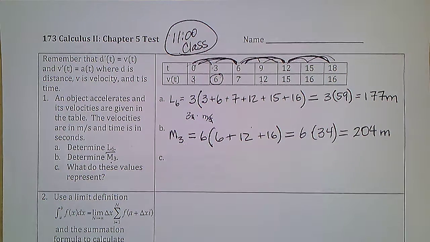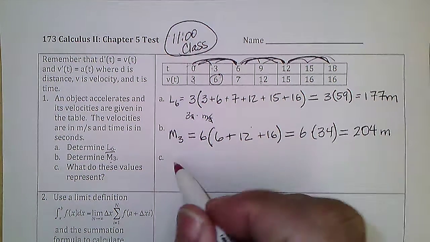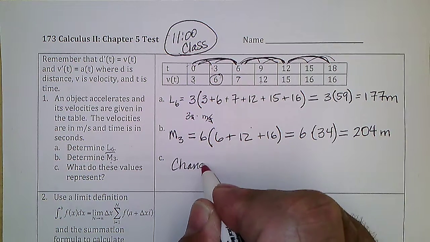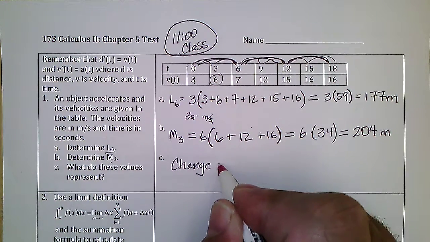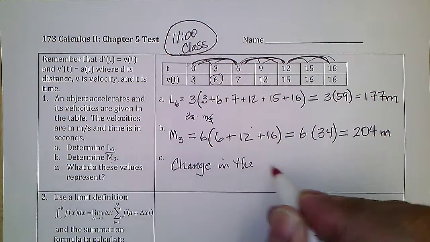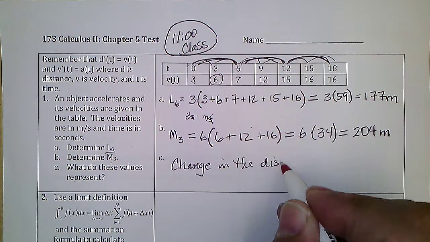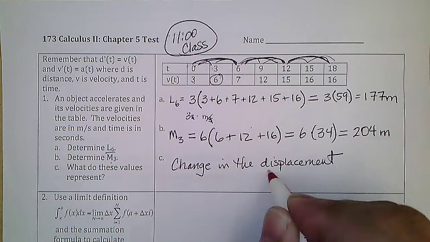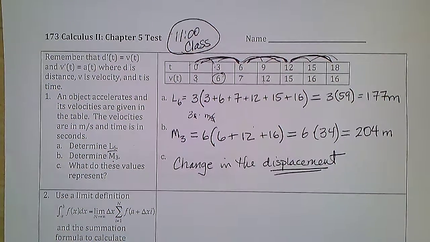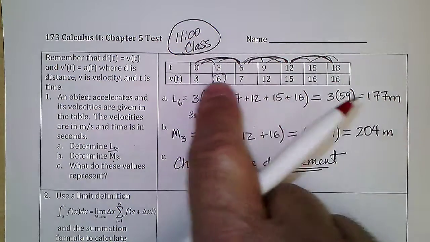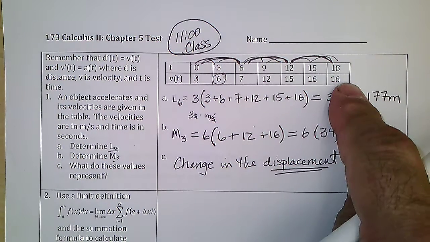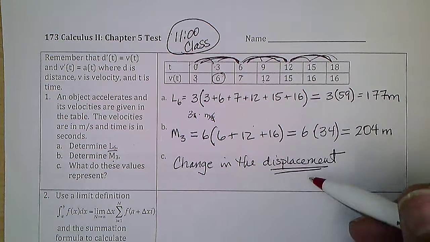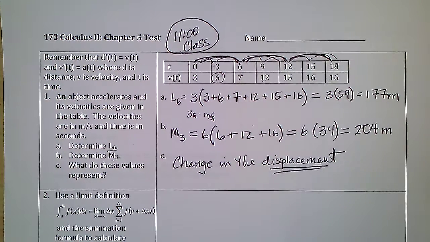They're both trying to figure out the change, not just the distance or displacement, it's the change in the displacement. Displacement's the correct one. If we took the absolute value of all these velocities, then it would be distance. But these velocities are all positive, so it wouldn't make any difference. So if you put distance, I gave you full credit.